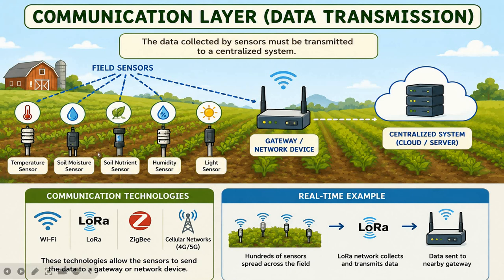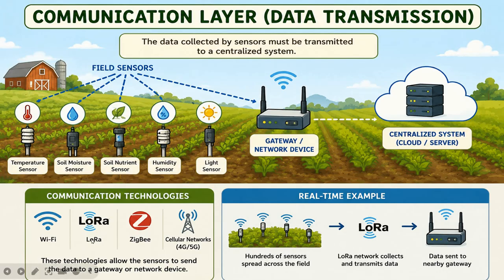So, since the sensors are often spread across large agricultural fields, a reliable communication network is required, and this communication layer acts like a bridge between the sensors and the data processing system. Some of the common communication technologies used in smart farming are Wi-Fi, which is suitable for farms with internet connectivity and short distance communication.